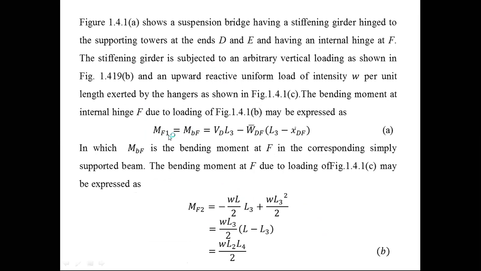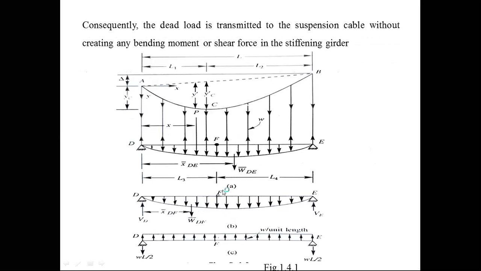MF1, that means MBF, is the bending moment due to the corresponding simply supported beam, equal to VD into L3 minus W bar DF into L3 minus X bar DF. This is the bending moment due to the downward load. Let us take a moment about point F. VD into L3 creates clockwise moment, therefore it is positive.